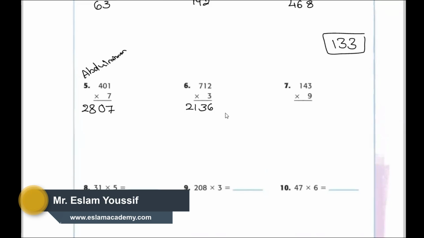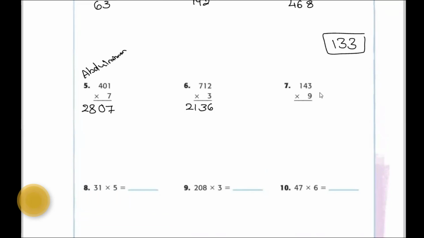143. What is the number in your book? 413. 413 times 9? Okay, maybe by mistake. Maybe that's the old version. So no problem. Just solve with me question number 7. The question is 143 times 9. I need you to solve this question. After that, we will solve yours, no problem. But we need to solve this one.